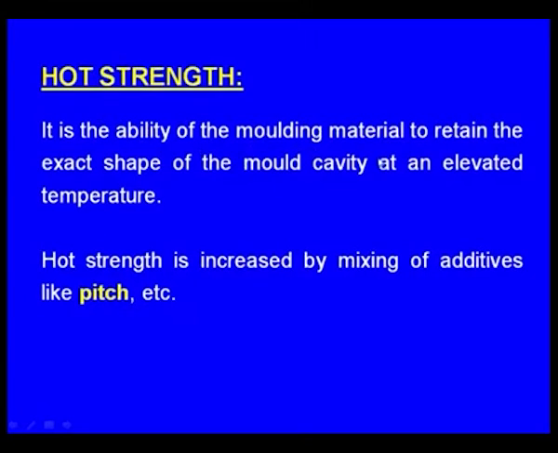In such a state, maybe just immediately after pouring, in the absence of the moisture, it may have the ability to hold the shape, to accommodate the molten metal and to withstand the pressure from the molten metal. But when the temperature rises up, it may not have the strength. But a good moulding sand should possess the strength even when its temperature is very high. That is known as the hot strength. It is the ability of the moulding material to retain the exact shape of the moulding cavity at an elevated temperature.